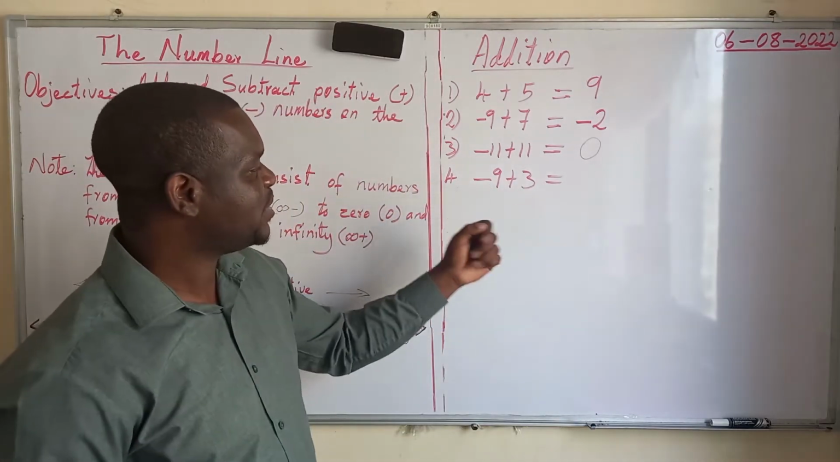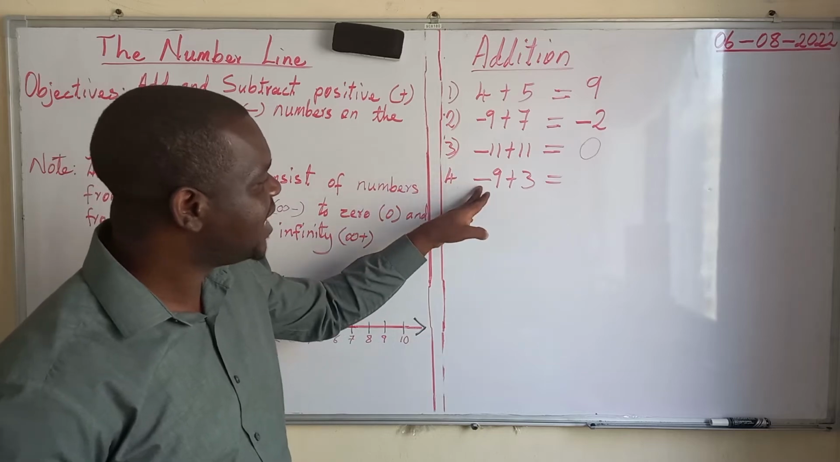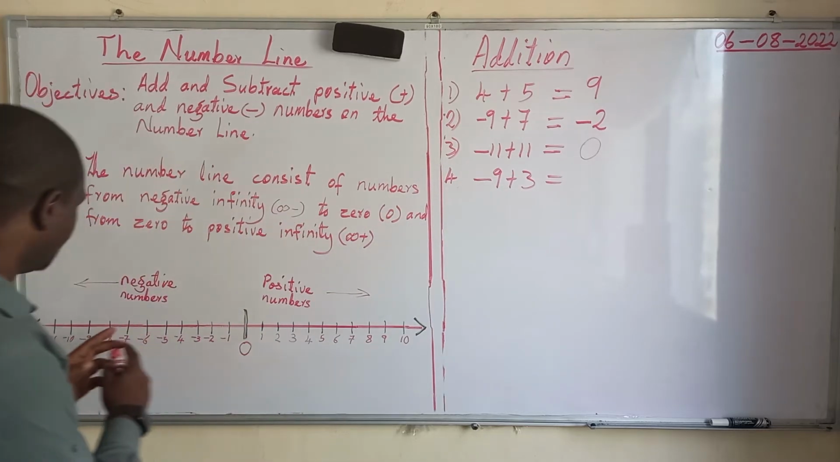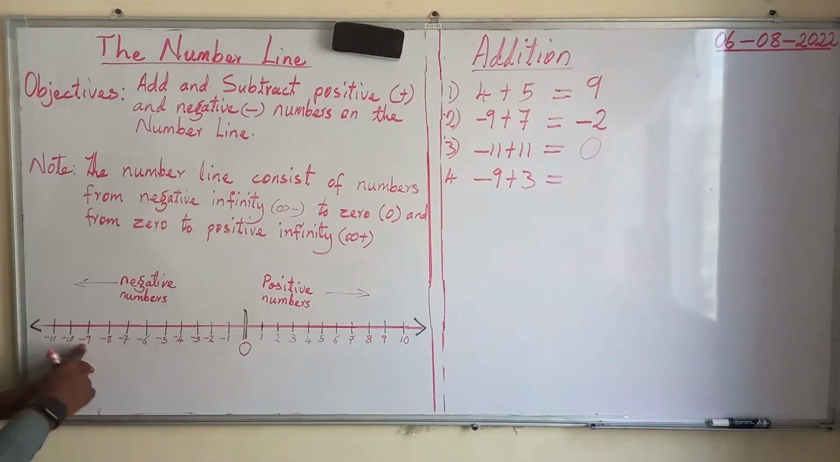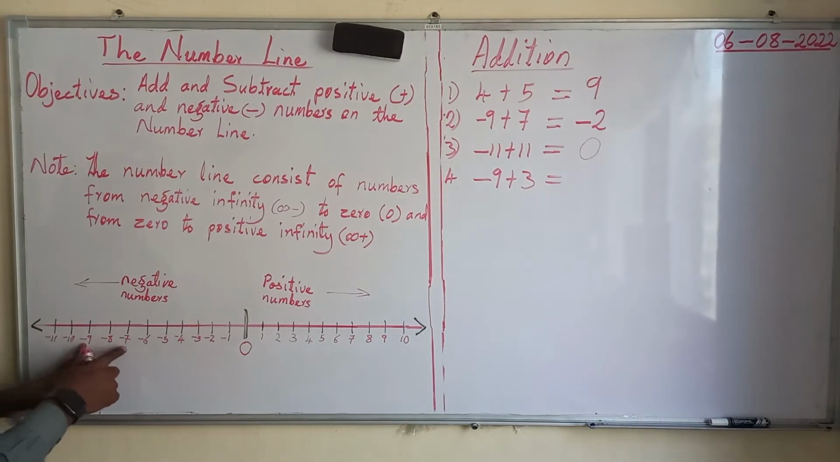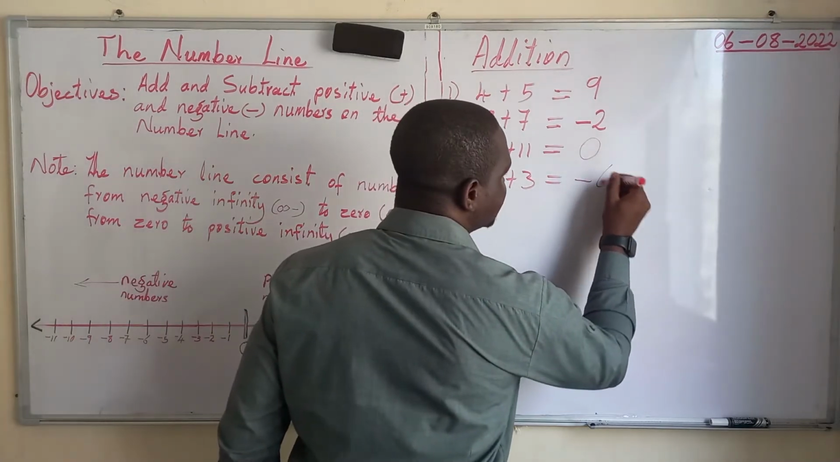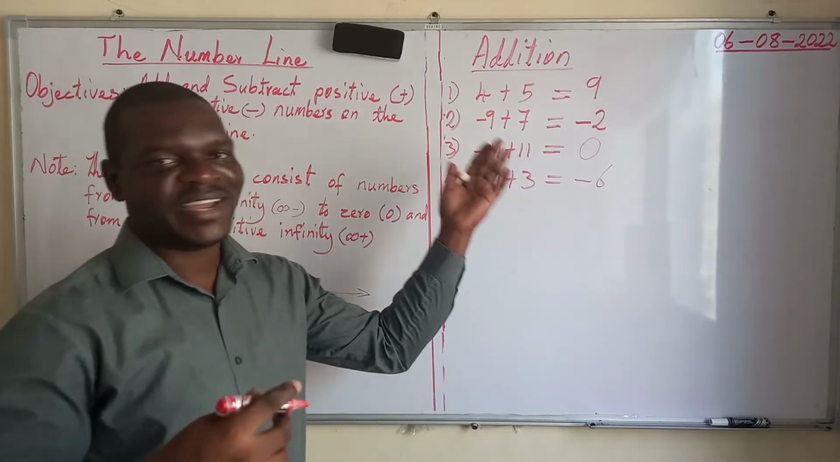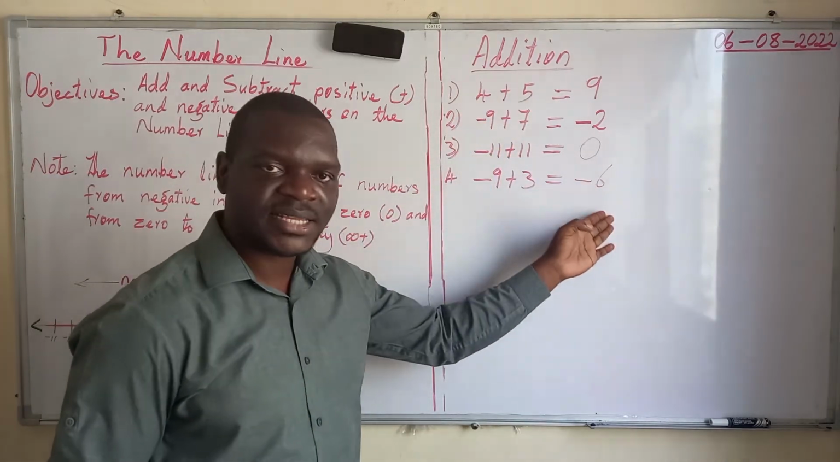The last example under addition of negative and positive numbers is negative 9 plus 3. We go to our number line again. This is negative 9. From 9 we count 1, 2, 3, and our answer is negative 6. I won't overemphasize here because we've already understood why it is negative 6.